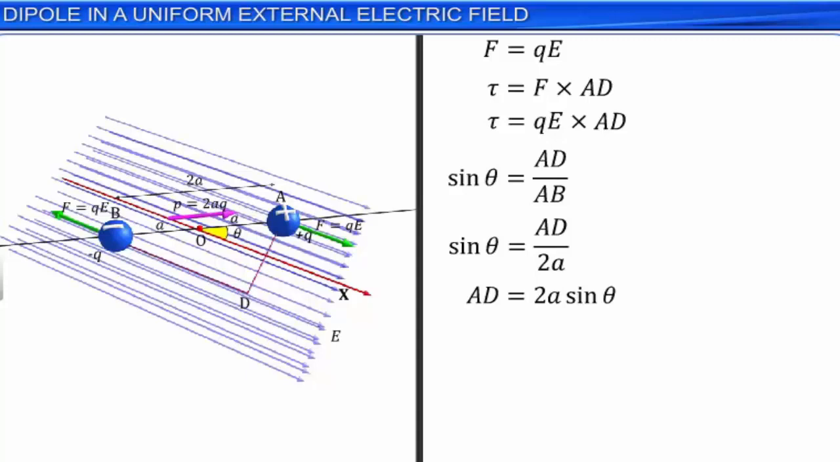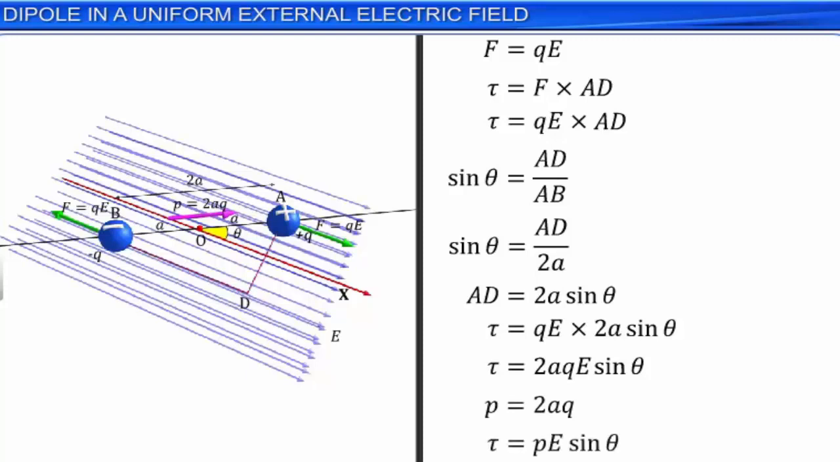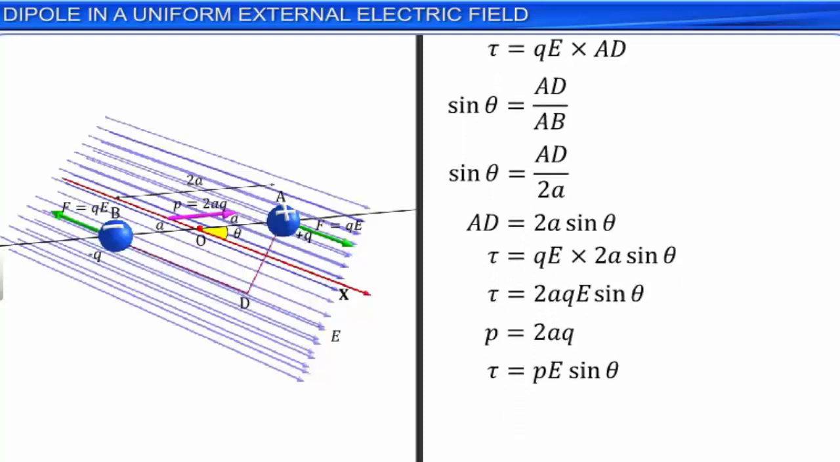Substituting the value of AD in the expression for torque, tau, we get tau is equal to QE into 2a sin theta, or tau is equal to 2aQE sin theta. But the dipole moment p is equal to 2aQ. Therefore, we have torque tau is equal to pE sin theta. This is the expression for the torque experienced by a dipole when placed in a uniform external electric field. Since pE sin theta is equal to p cross E, we have torque tau is equal to p cross E.